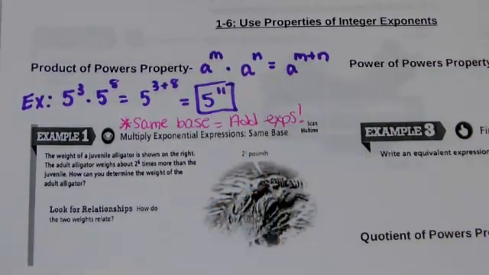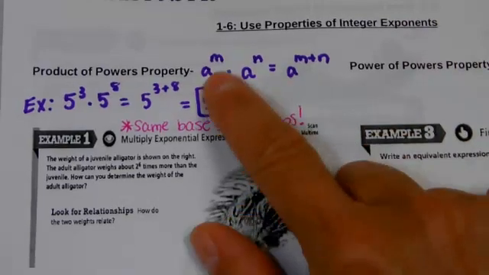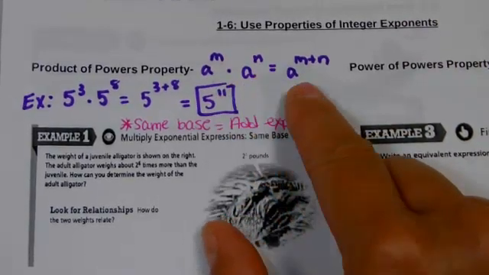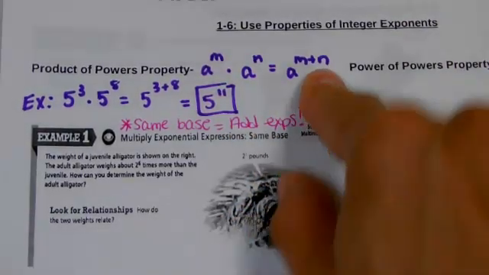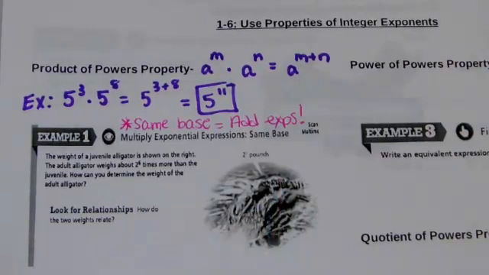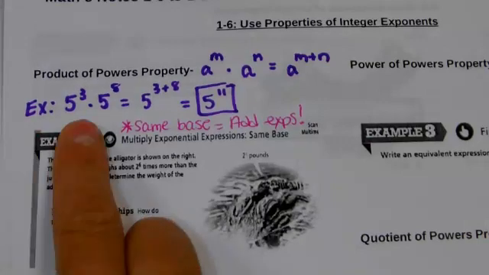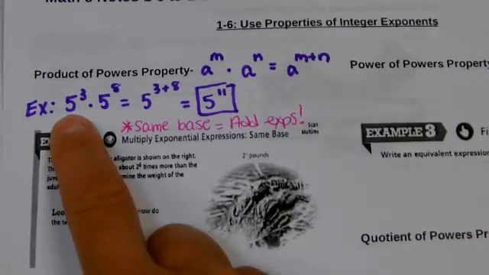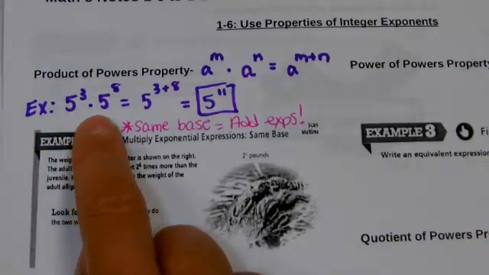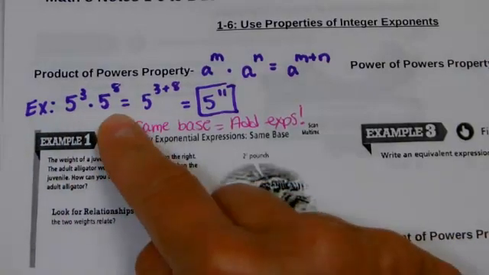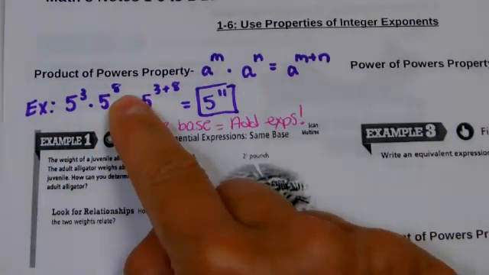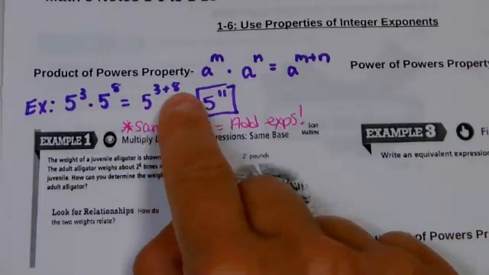In general, you would write a to the m times a to the n equals a to the m plus n. That is a little bit difficult to understand, so in numbers, I did an example here. If you have a base of 5 and the exponent is 3, multiplied by another base of 5 with an exponent of 8, what we can do is add those exponents.